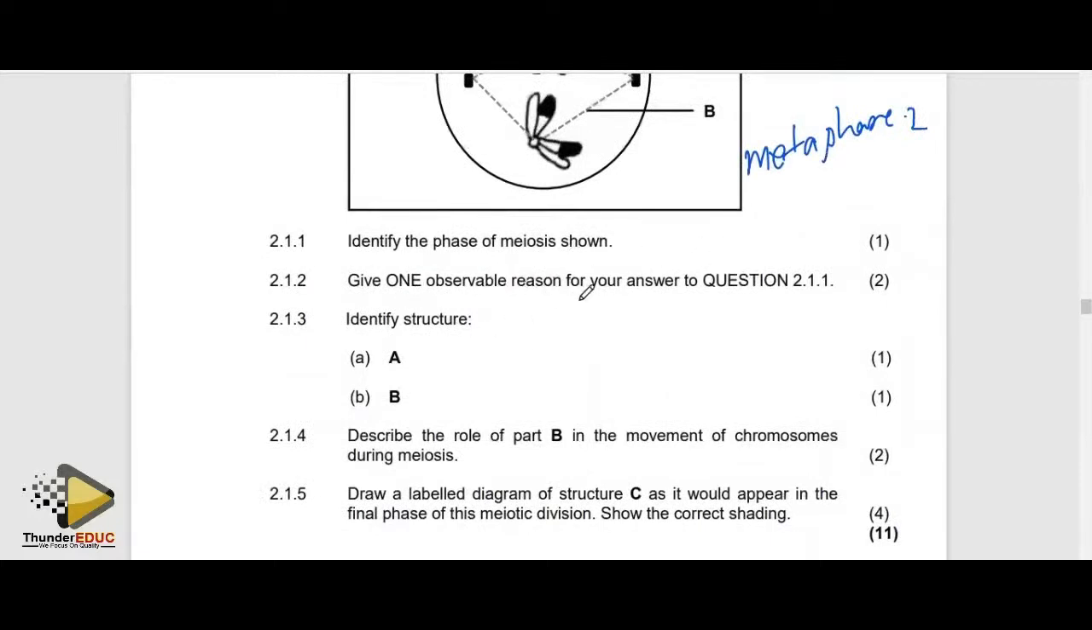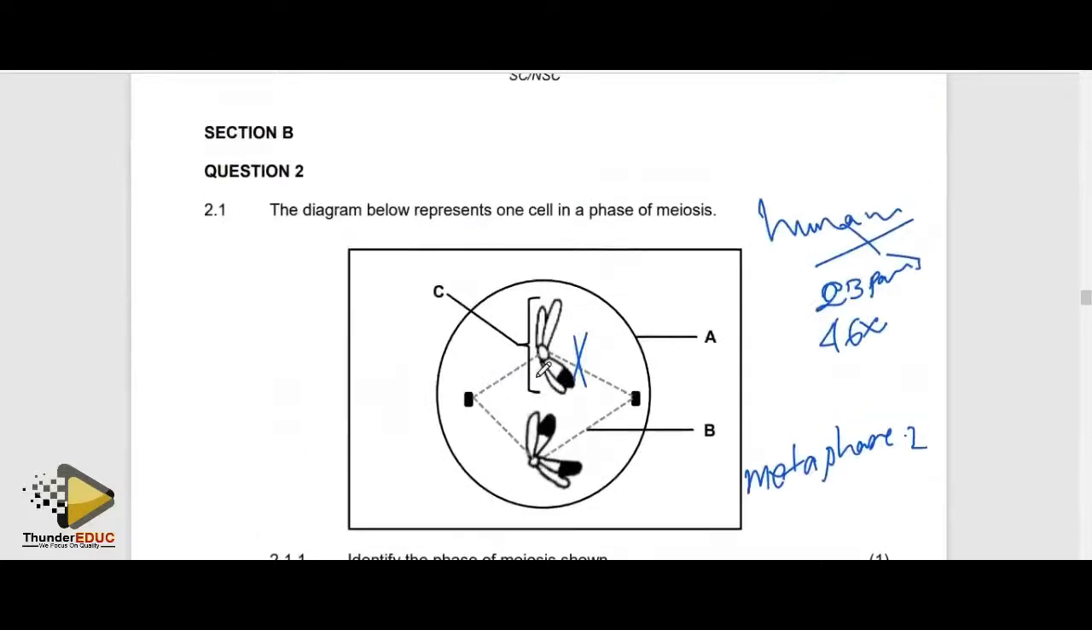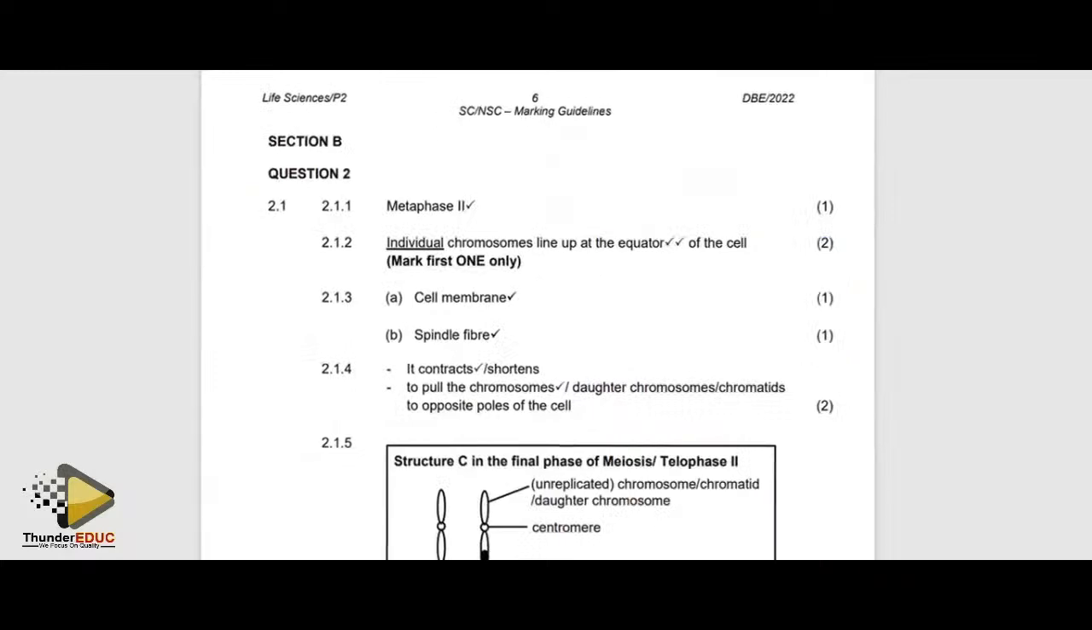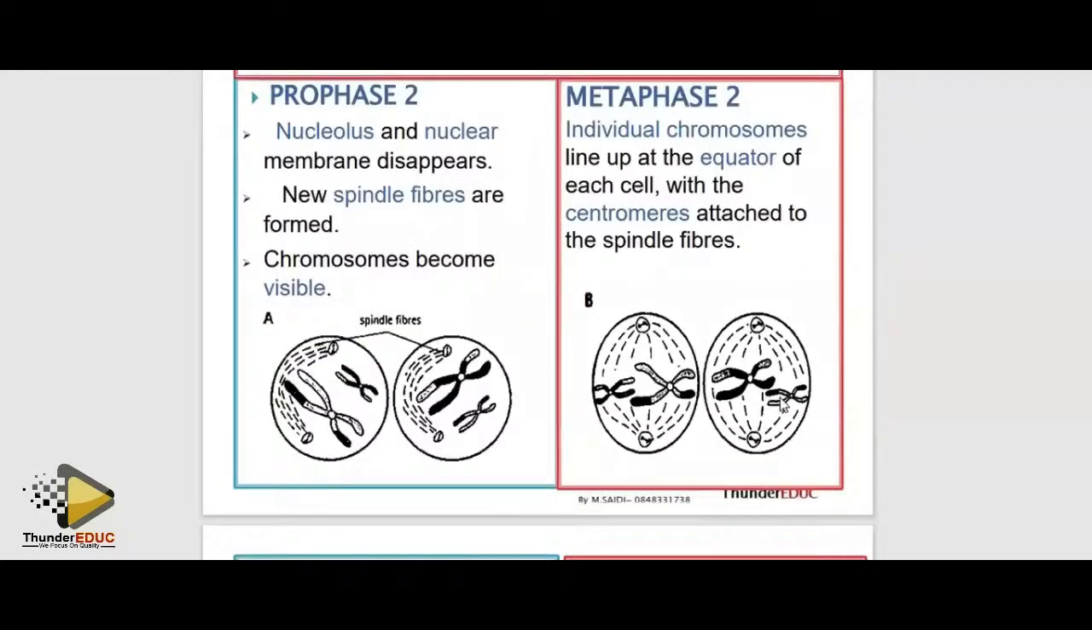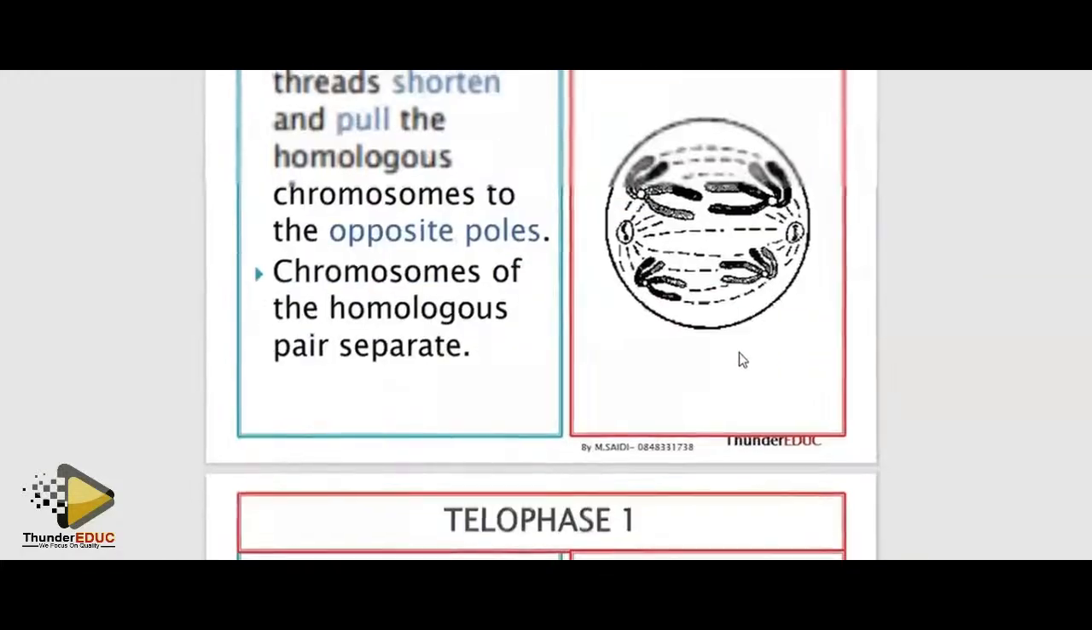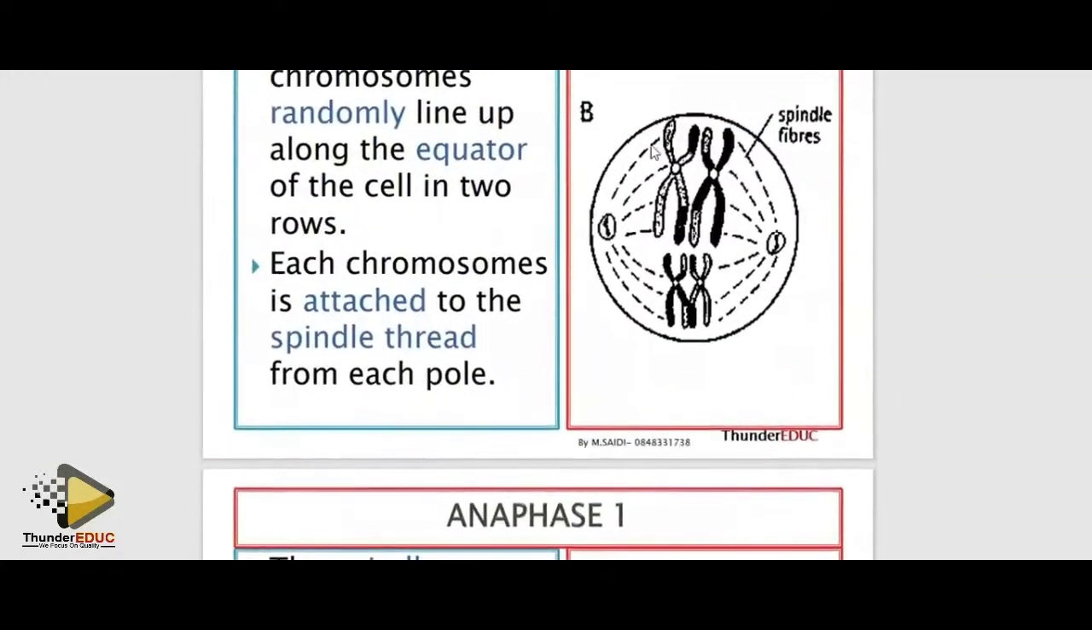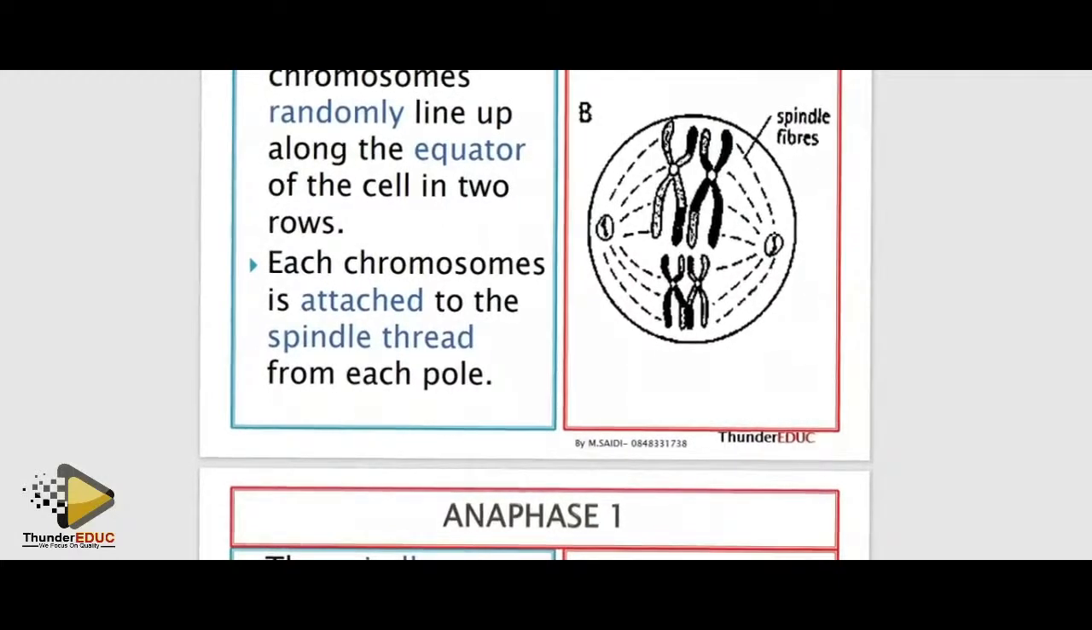Give an observable reason for your answer: because chromosomes have been aligned along the equator singly. So that it must show. Where do we find this in our book? We go to meiosis. Yeah, you see that the chromosomes are aligned along the equator singly. But if it was meiosis 1, it would have been like this. They would be in pairs, but they're not in pairs, therefore it is meiosis 2.